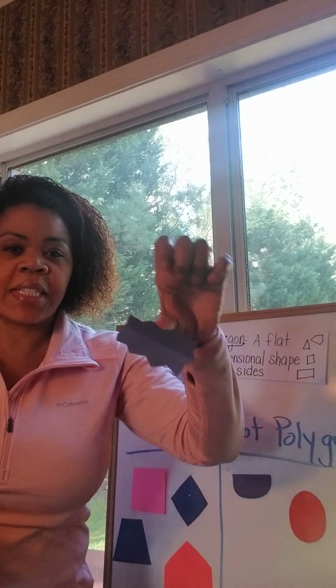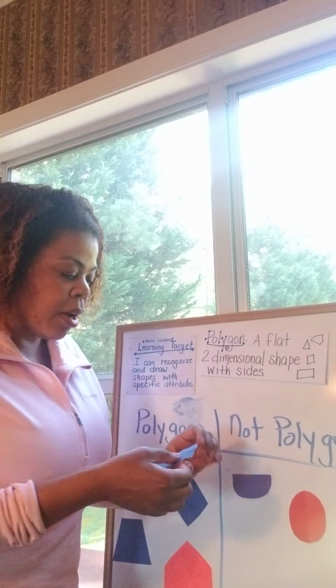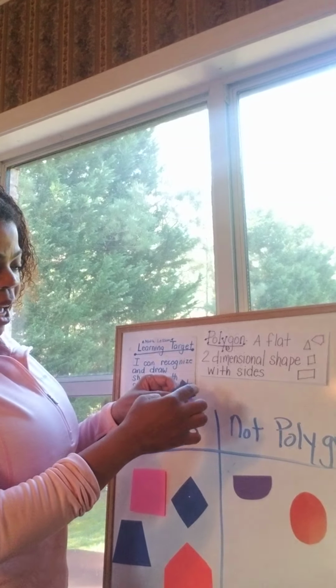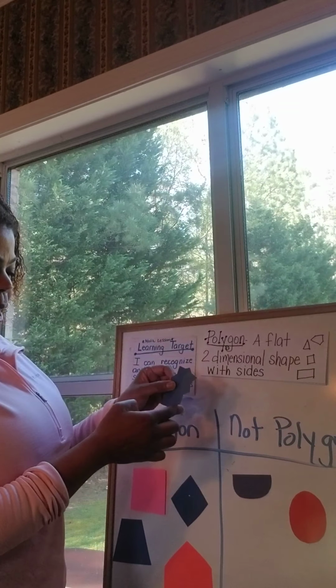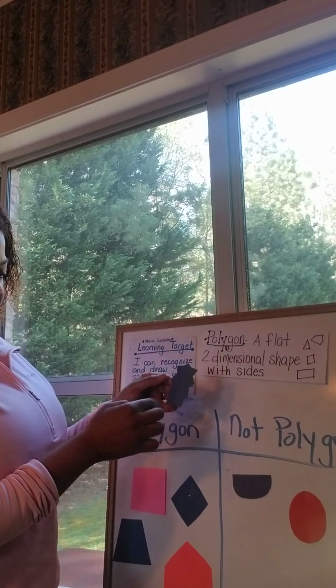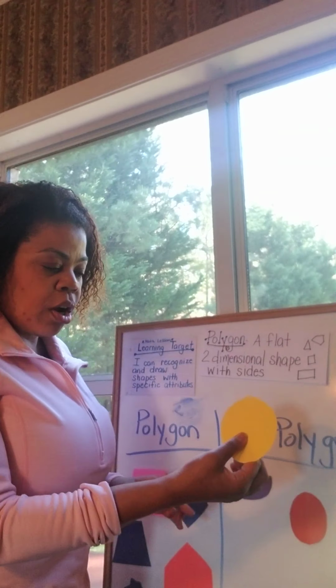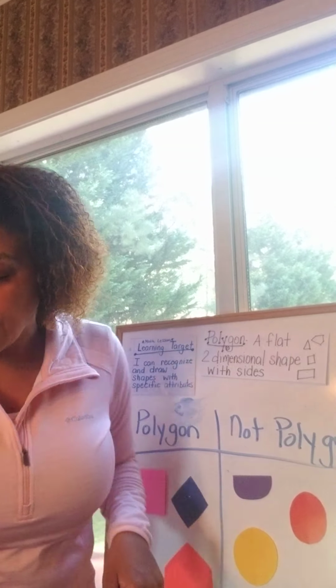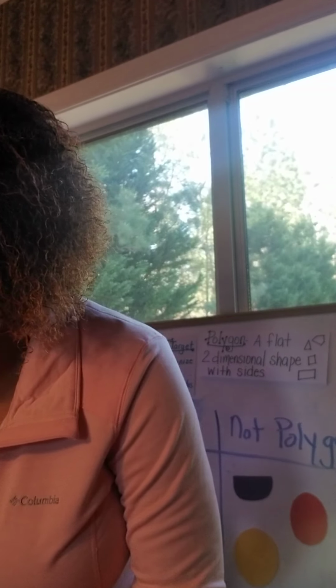So Russell just made up this shape, kind of like a zigzag cloudy shape. It does have flat sides, and they're not curved. They're more like straight. So I would probably put this over here. If you think something different, let me know. Okay, here's a plain old circle. We're going to put this over here. It's not a polygon.